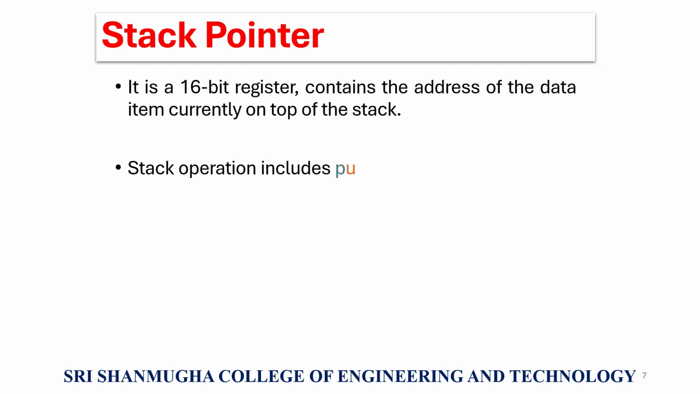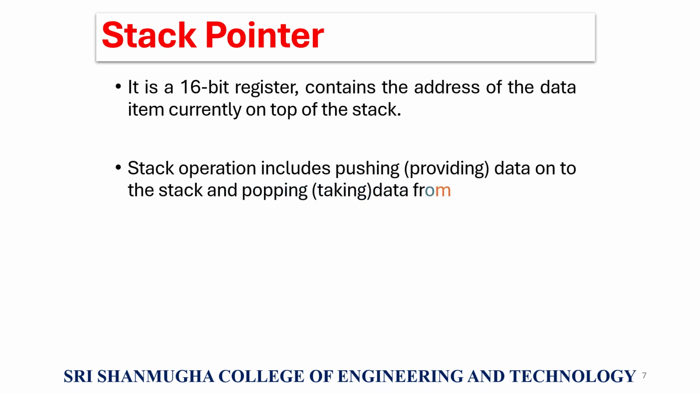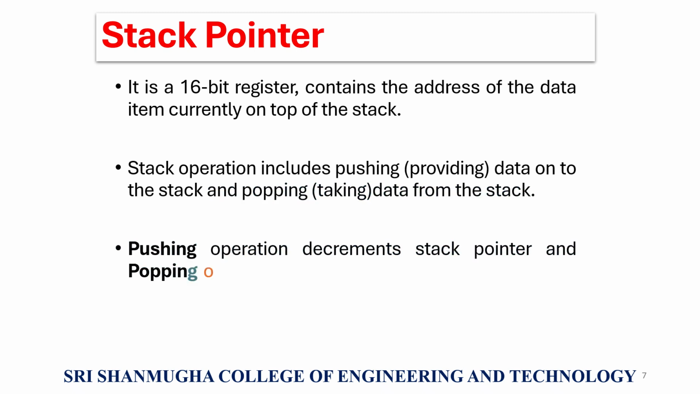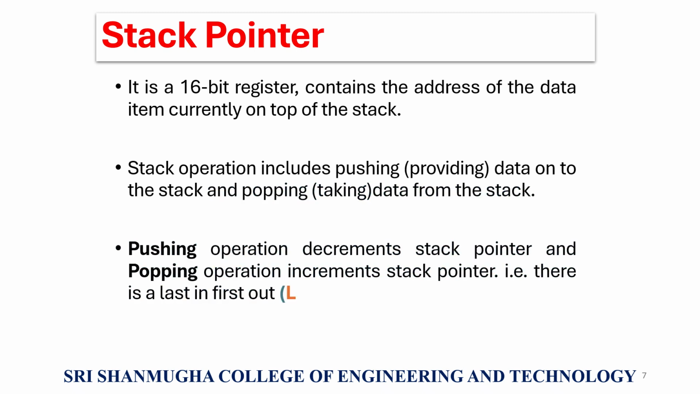The next one is regarding the stack pointer. It is a 16-bit register which contains the address of the data item currently on the top of the stack. So the stack pointer refers to the top of the stack. Stack is nothing but a special memory location designated inside the memory of the microprocessor. In the case of an interrupt or any emergency situation, the data will be temporarily stored in the stack. Stack works on the principle of last in first out. That is, whatever is last fed to the stack memory location will come out first.